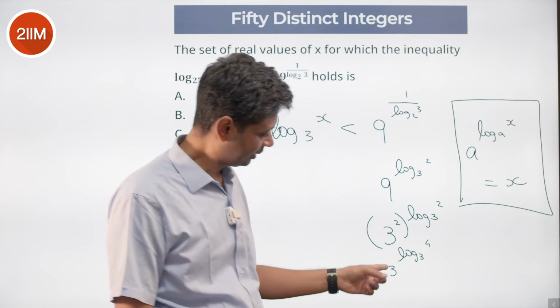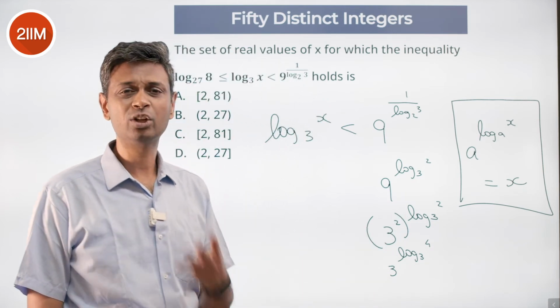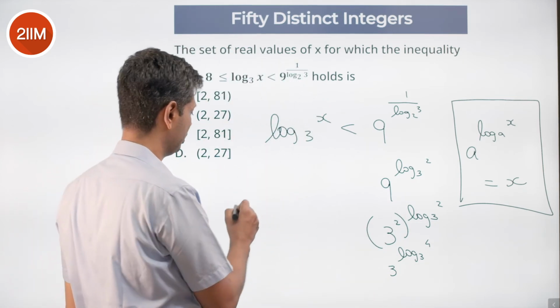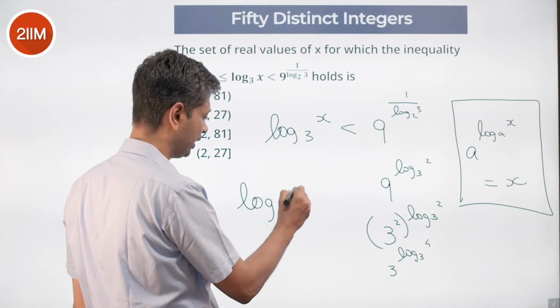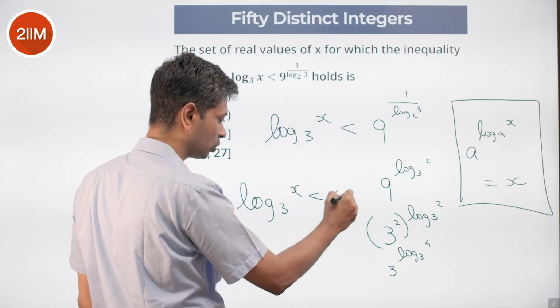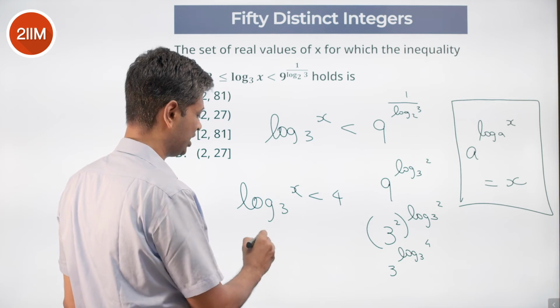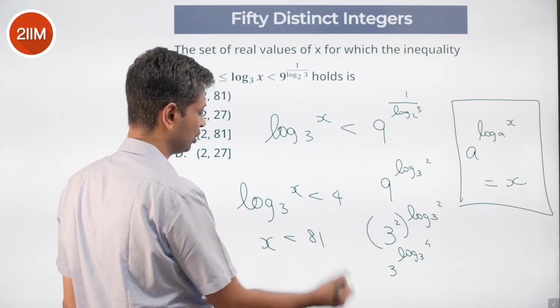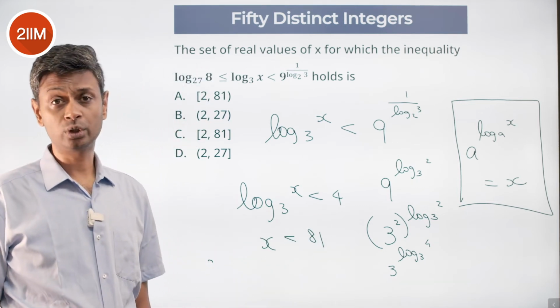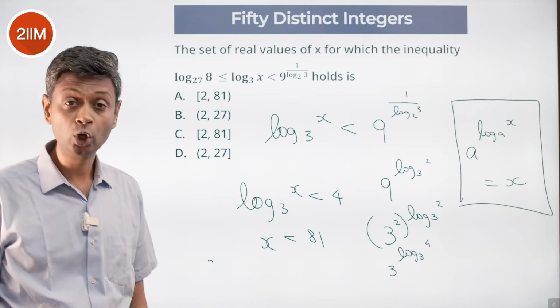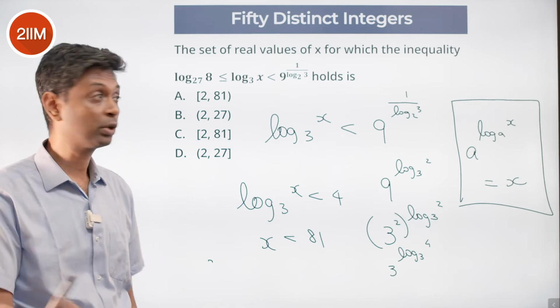So on this side, 3 power log 4 to the base 3 is 4. On this side, log x to the base 3 is less than 4. 3 power 4 is 81, so x is less than 81. We already got x is greater than or equal to 2. So x can go from 2 to 81, with 2 included and 81 not included.